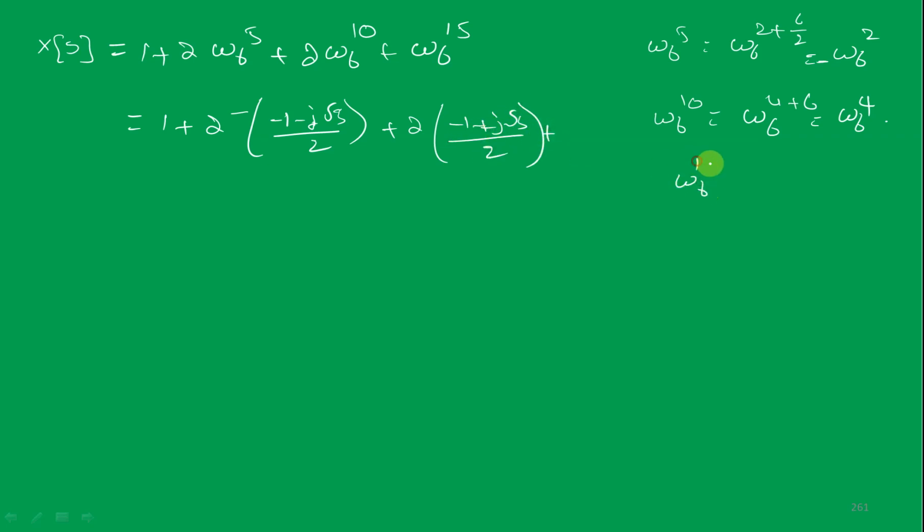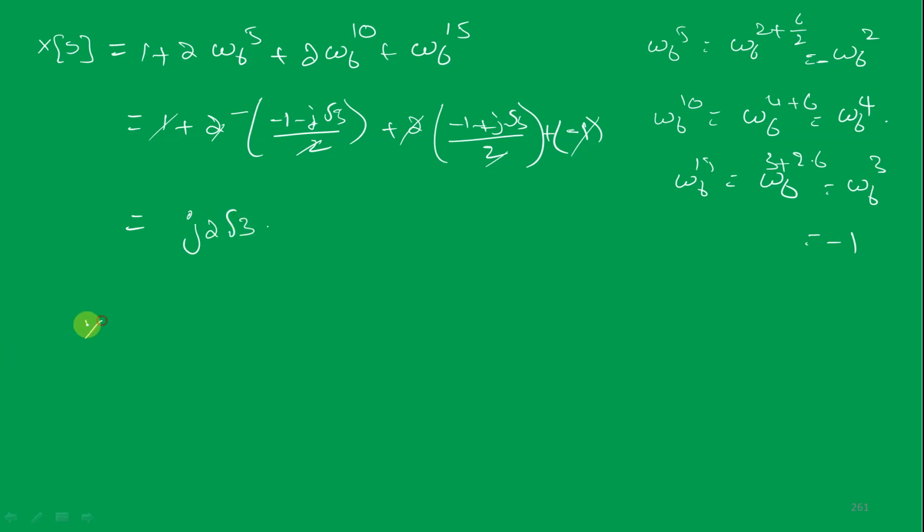Plus W6 power 15 means W6 power 2 into 6, 12 plus 3. That means W6 power 3, right? So W6 power 3 means minus 1. So here, based on linearity and symmetry properties of the twiddle factors, we can compute easily, right? So now 1 minus 1 cancel. Now here plus 1 plus j root 3, here plus j root 3 minus 1. Minus 1 minus cancel.